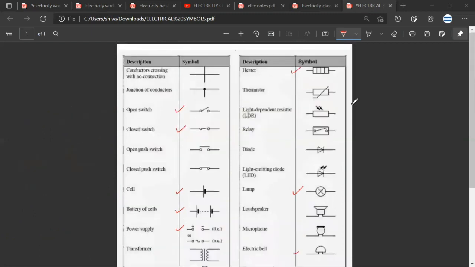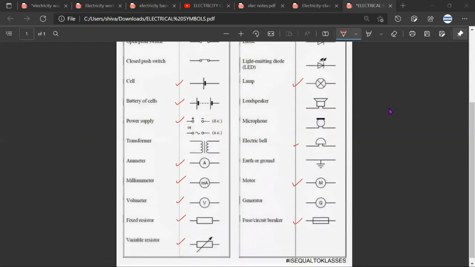Okay. So this is a symbol of a heater. We'll see this in the circuit that we are discussing now. This is the symbol of a heater. Wherever you see the symbol, this is a heater. This is a symbol of a lamp. So whenever you see the symbol, this is basically a lamp. I'll be sending you this PDF, don't worry. These are the symbols that you'll have to remember.